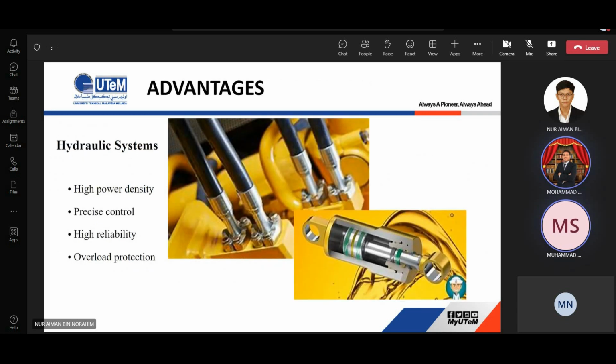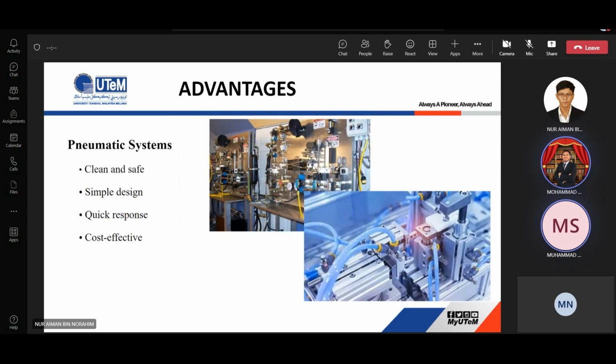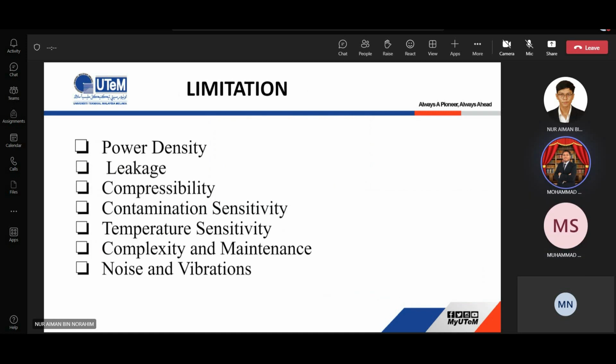For the next, I will explain about advantages. Hydraulic system: high power density, precise control, high reliability, overload protection. And for the pneumatic: clean and safe, simple design, quick response, cost effective. And then I will explain about limitations.